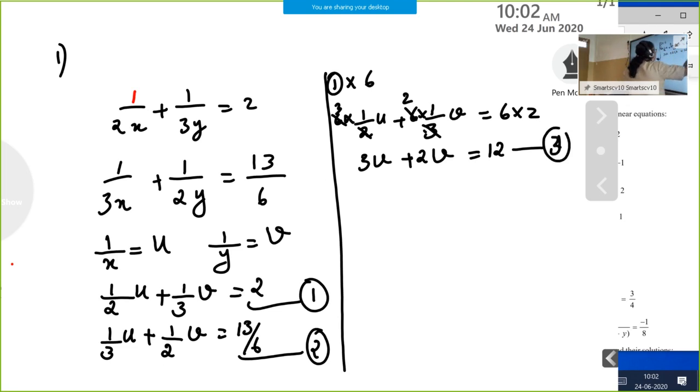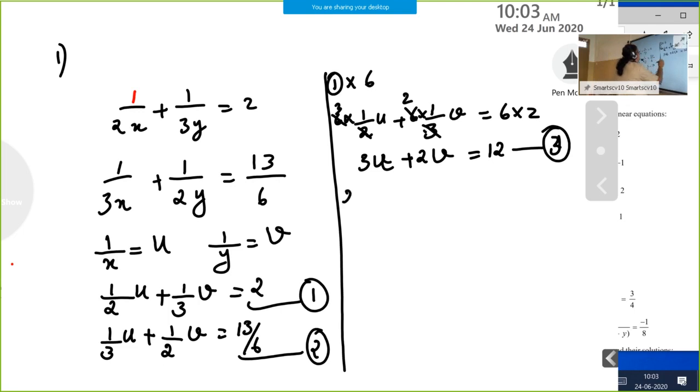This is equation number 3: 3u plus 2v is equal to 12. We multiplied throughout by 6, which is the LCM of 2 and 3. Now look at the second equation: 1 by 3, 1 by 2, 13 by 6. The denominators are 3, 2, 6. What is the LCM? The LCM is 6. Here also multiply throughout by 6.